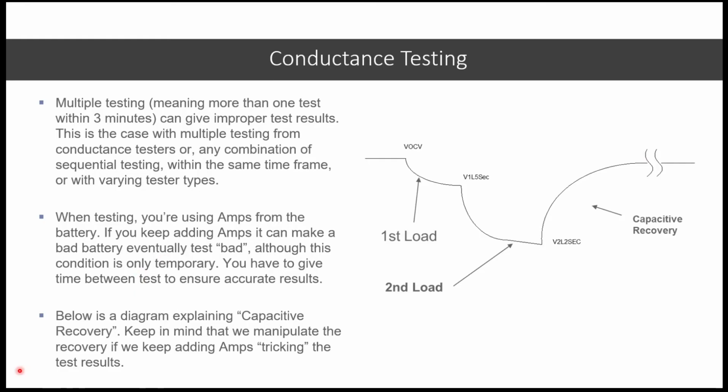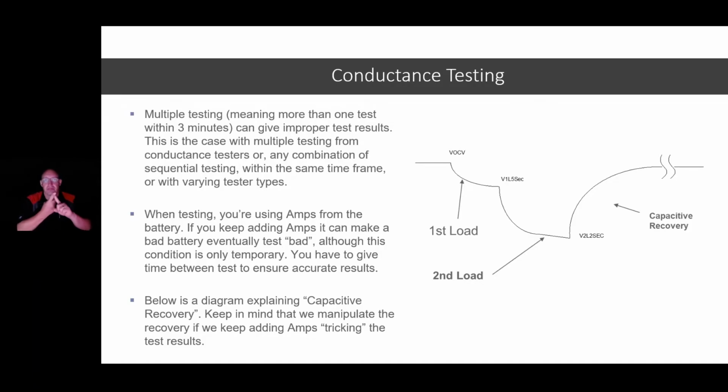So first step, if it's 70 degrees outside or warmer and it's an SLI battery, 12.6, as close to 12.6 as you can get it on the low side. If it's below 12.6, then the battery probably is going to fail the conductance test at some point, or it's going to tell you that it is good, but it's low on charge, okay?